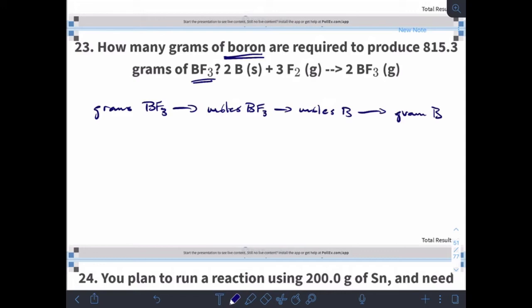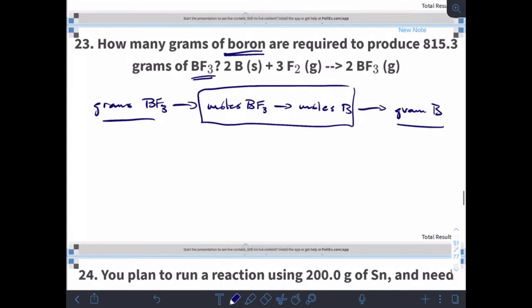Okay. This piece right in the middle here, that's my mole ratio. That's how I go from grams of one thing, or moles of one thing, to moles of another thing. But I'll have one step at the beginning before I get there, and one step at the end after I leave there.